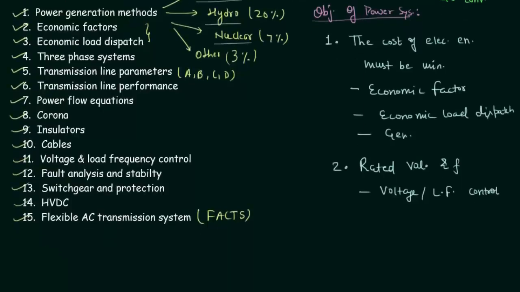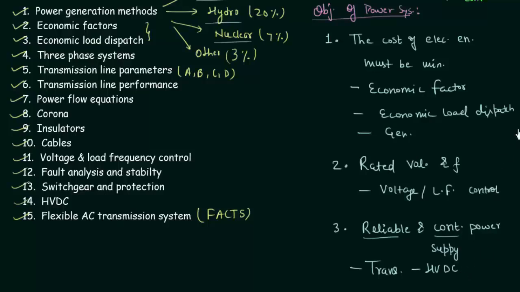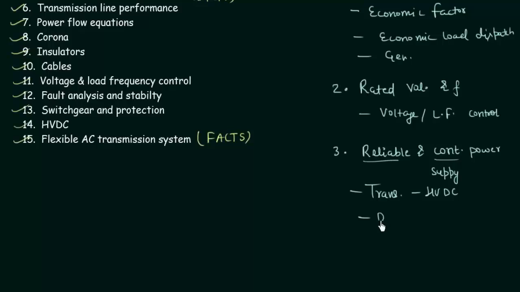The third objective of power system is to provide reliable and continuous power supply. We want to provide reliable and continuous power supply to the consumers. I will write this down. Reliable and continuous power supply. This is very important because no one likes power cuts. The power should be reliable and it should be continuous. And for this we will study the transmission part of the syllabus, HVDC, high voltage DC transmission. We will also study distribution and generation in this part.